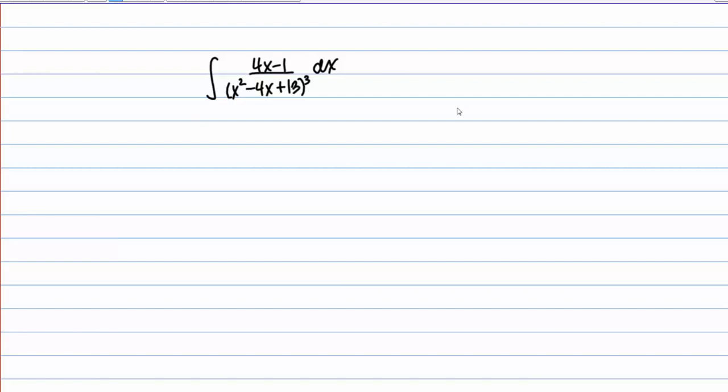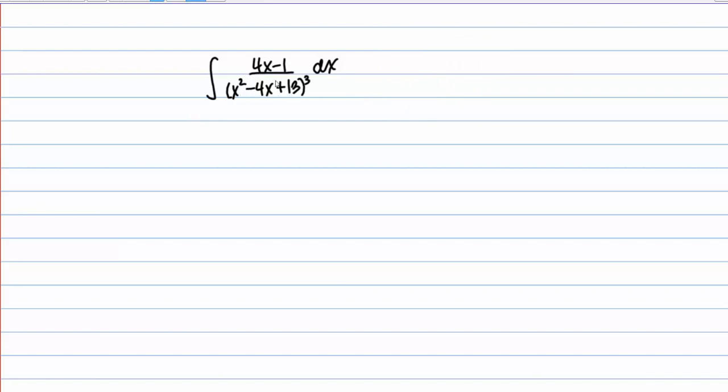Well, maybe your first instinct would be to try a u substitution, and that's always a great thing to try. So in this case, if I let u equal this denominator, x squared minus 4x plus 13, I would get that du equals 2x minus 4 dx. But that doesn't look like it's going to work out all that well for us because I have a 4x minus 1 in the top, and I don't really see any good way to get from 4x minus 1 to 2x minus 4. So it looks like maybe we need to think a little bit more here.